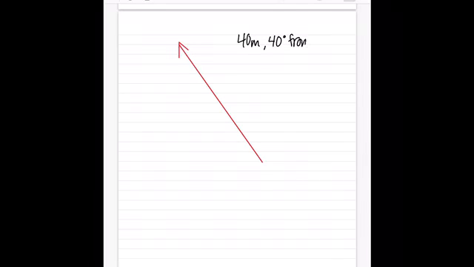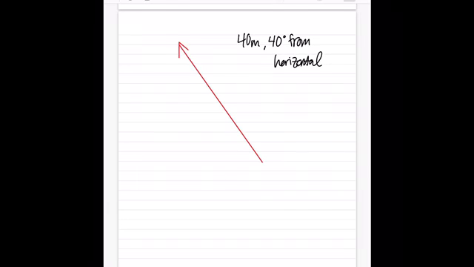So this is with arrows. Let me draw you one example of what I'm talking about. I wonder if it'll let me do an arrow like this. Good enough. Okay, so let's say that this is our arrow, and you are given the information that says 40 meters, 40 degrees from the horizontal.